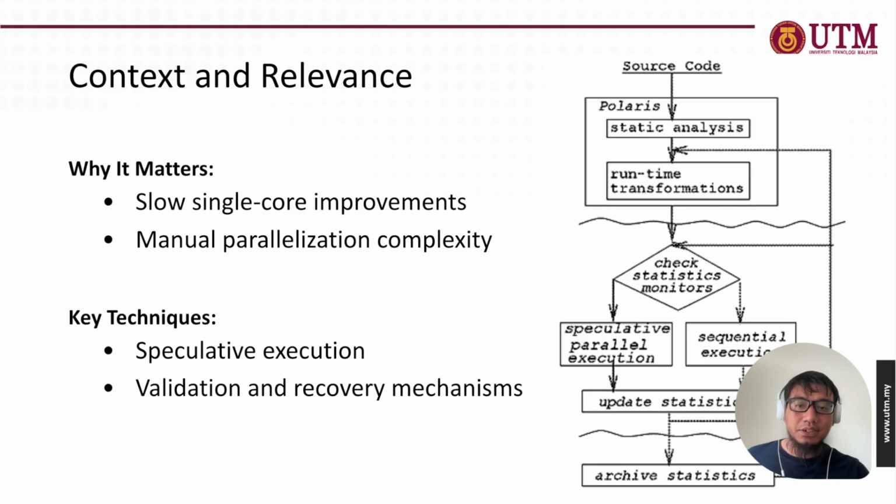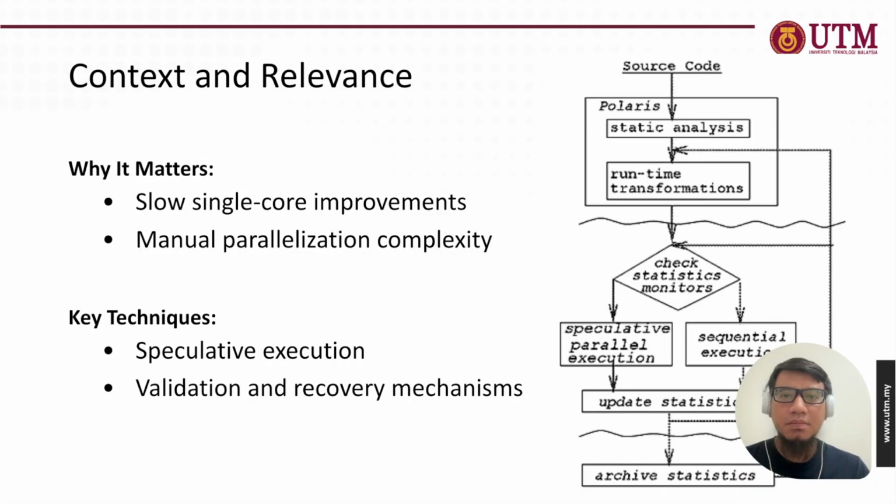Why does it matter? Because we want to improve slow single-core performance in a multi-core system and also tackle the manual parallelization complexity. The key techniques are speculative execution and also validation and recovery mechanisms. Next, we will talk about the significance of the output of this paper, which is the speclib library.